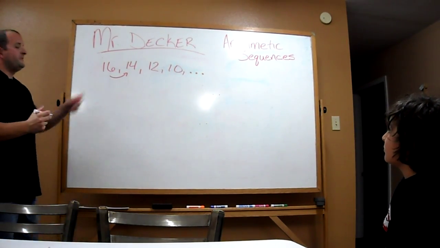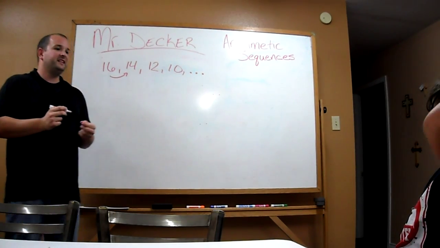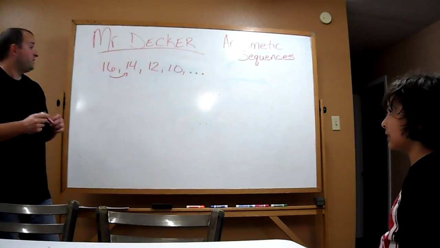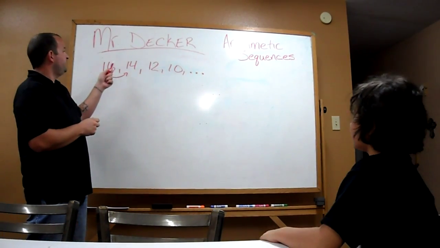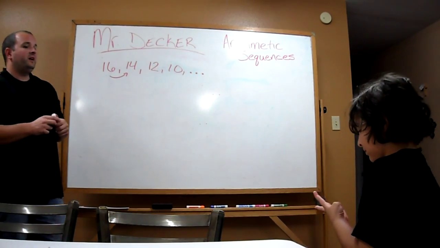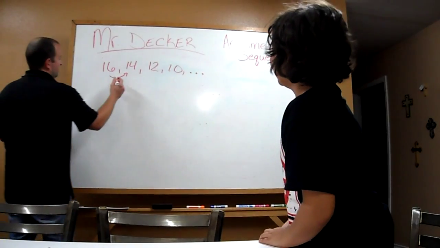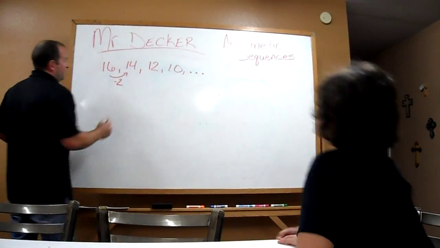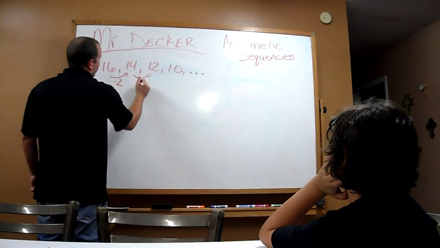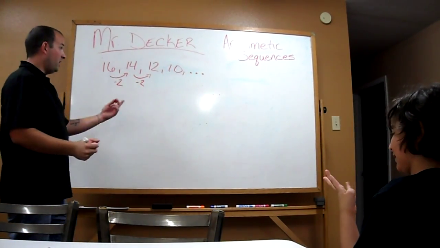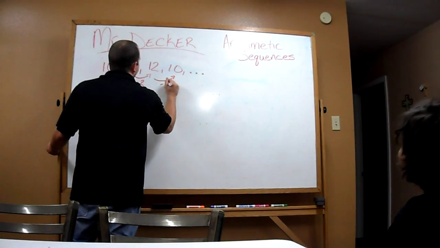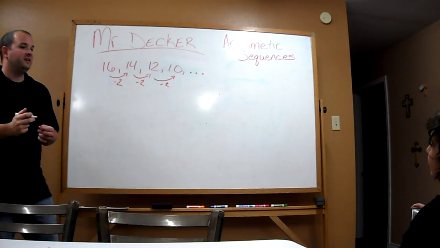So what is the difference between 16 and 14? Landon? They are different numbers, but what do we have to do to get 16 to equal 14? We are going to minus 2. See that? Okay, so then 14 minus 2 is what? 12. And then minus 2 is 10. So what would our next number be?